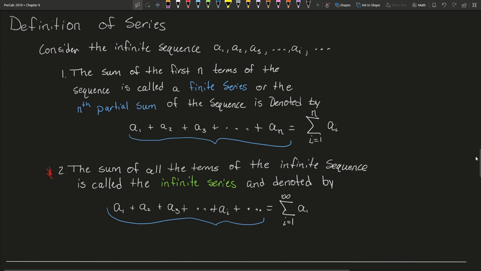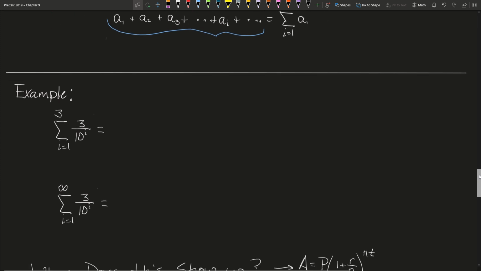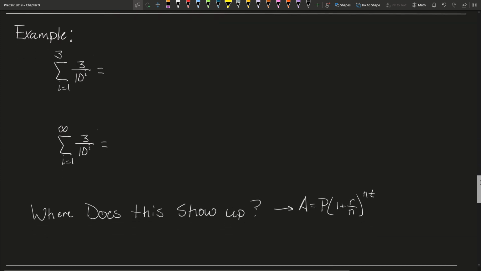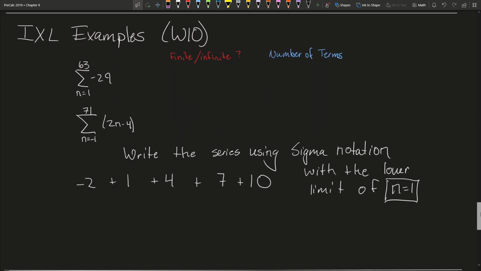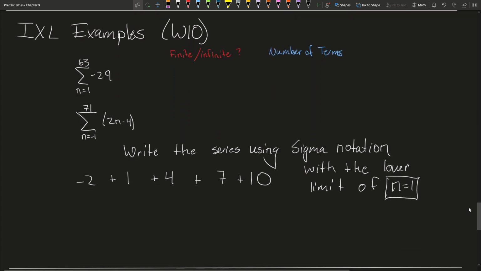Okay. So on your homework, which is W10 on IXL, and actually we can skip this part. You're going to get problems that look like this. All right. So this is actually two problems just condensed.